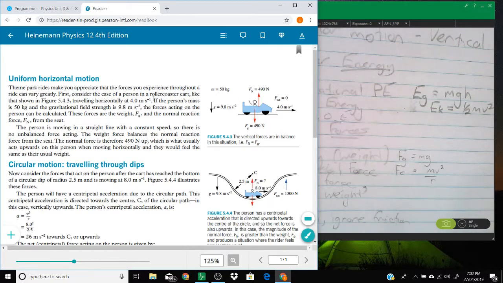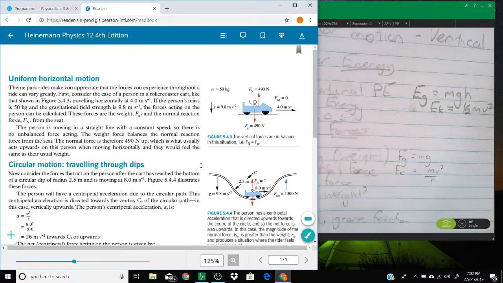So if you're moving in a straight line in this scenario, uniform horizontal motion, then the weight force is going to act downwards, and that's your mass times gravitational acceleration. So there's 50 kilos, there's 490 newtons, and then you need 490 newtons of normal force so that it is not slipping through this.